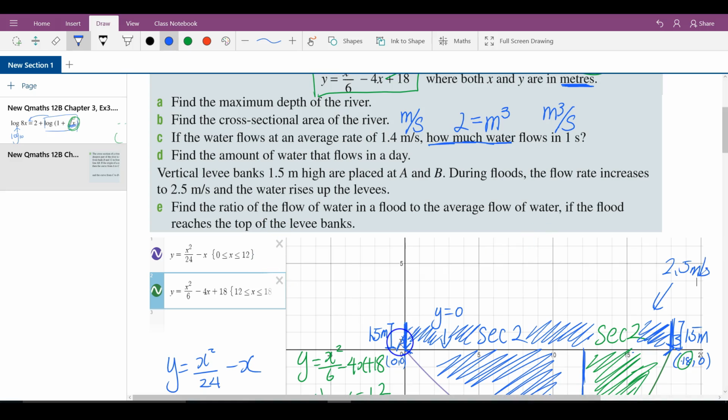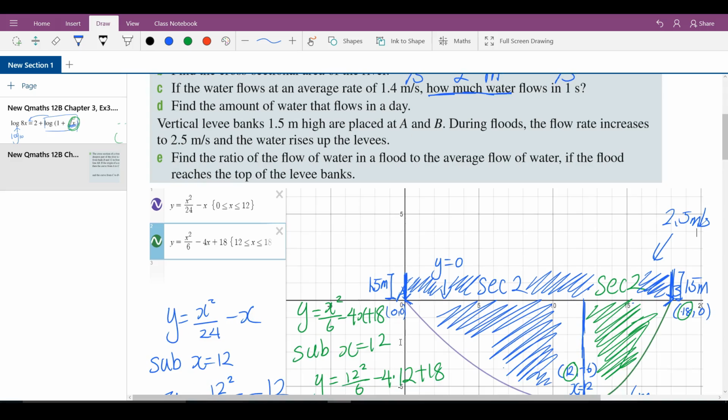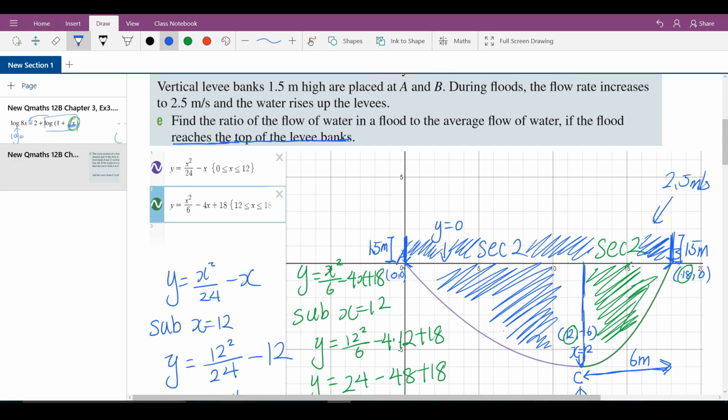All right. So question E, finally, find the ratio of the flow of water in a flood to the average flow of water if the flood reaches the top of the levee bank. Alright, so we are assuming in the flood, the water reaches the top of the levee banks. Is that how you pronounce it? Tell me if I'm wrong. Levee.